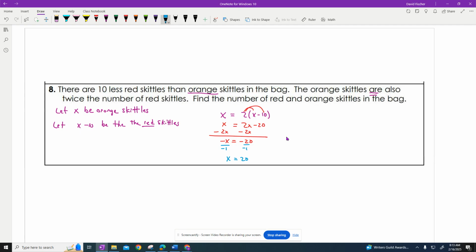So let's see here. X is my orange Skittles, so orange Skittles equals 20, and if I want 10 less than that for the red ones, that'd be 20 take away 10, which is 10 red Skittles. All right, let's put a box around those two. That one was a little bit tricky there.